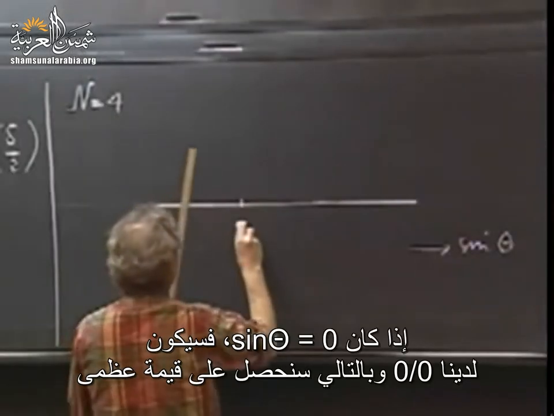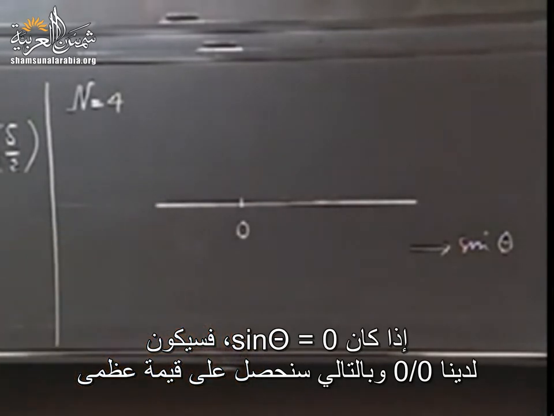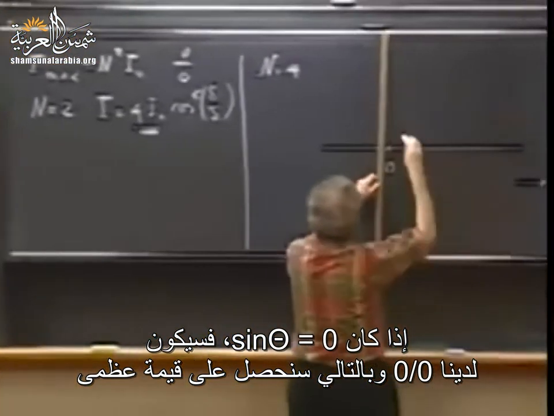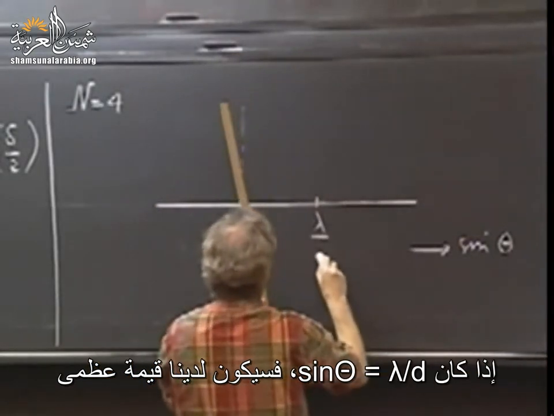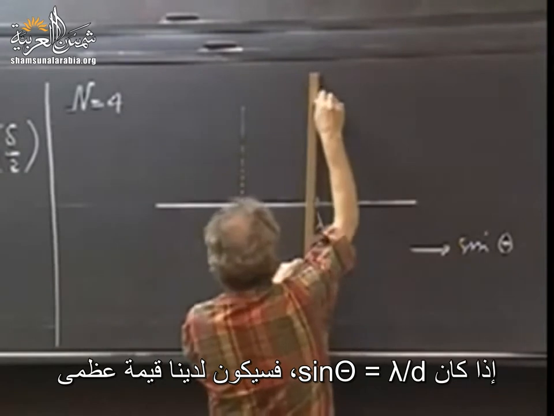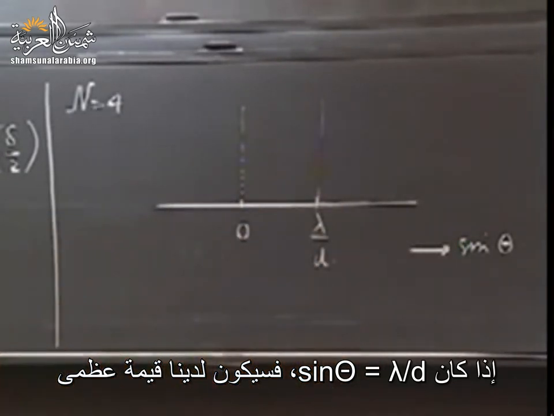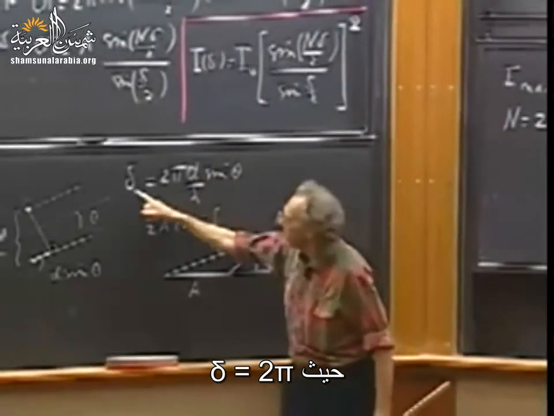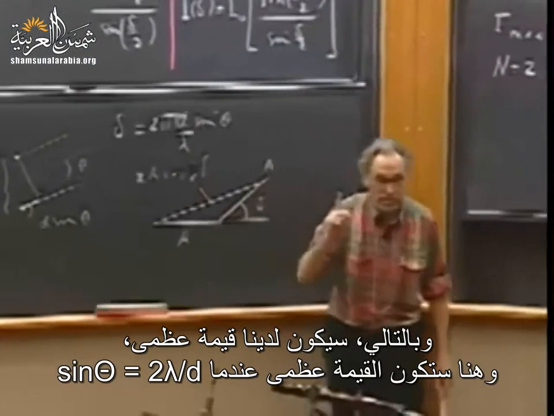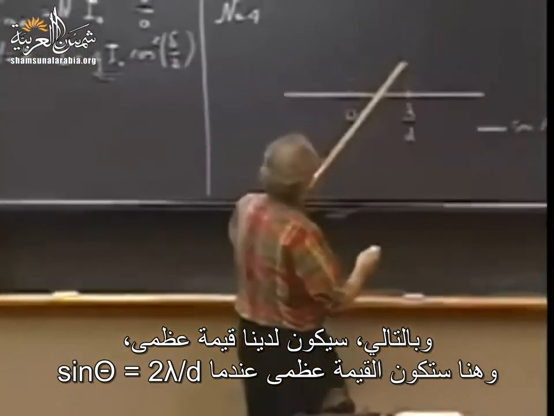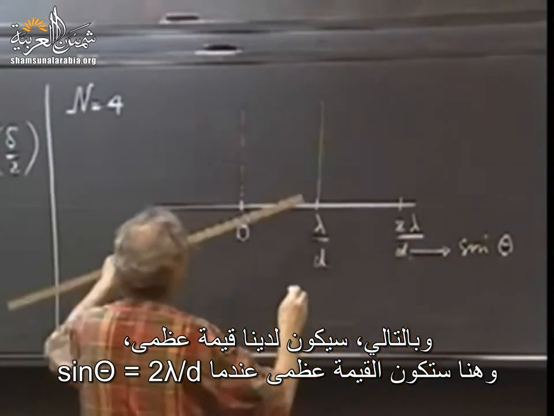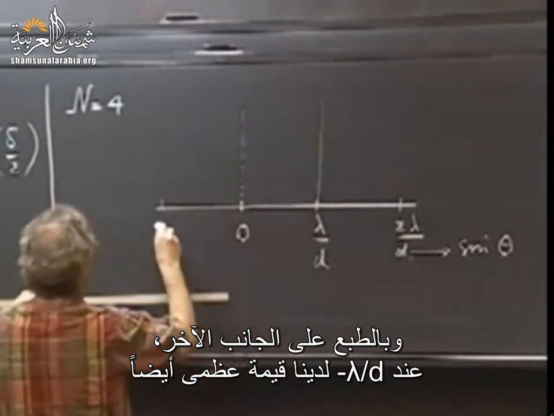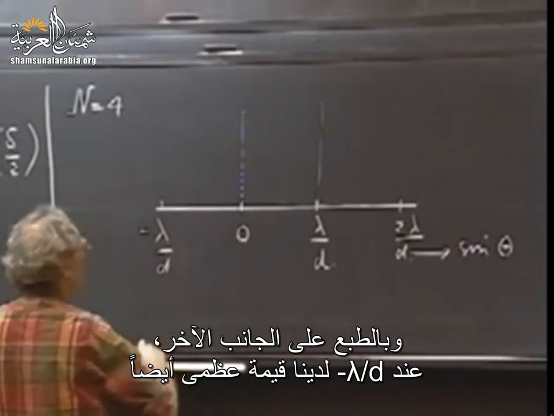All right, if sine theta is 0, then you get 0 divided by 0, and you're going to get a maximum. If sine theta is lambda divided by d, you see that delta is 2 pi. That means you get a maximum. So you get a maximum here. If sine theta is 2 lambda divided by d, you get a maximum. And of course, on the other side, minus lambda over d, you also get a maximum.